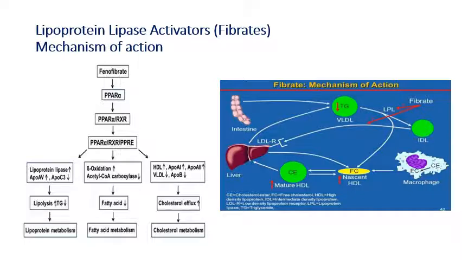The next group of drugs are lipoprotein lipase activators, otherwise called fibrates. They act via PPAR alpha receptor activation. This is peroxisome proliferator activated receptor alpha. These are gene transcription regulating receptors which are mainly present in the liver, fat cells, etc. Activation of this PPAR alpha receptor causes increased synthesis of lipoprotein lipase enzyme.